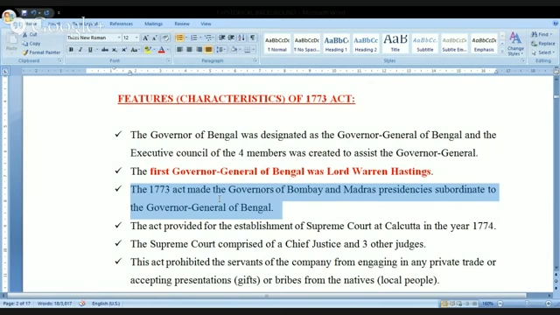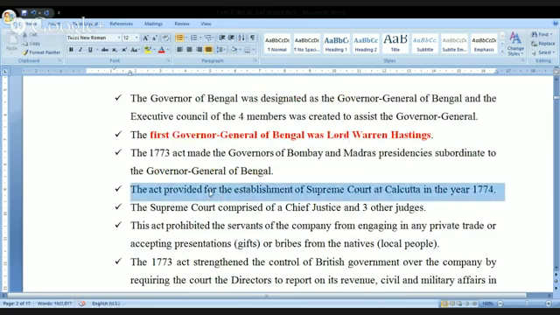Very, very important. In fact, they were called governors before that. But the Governor of Bengal designation was changed to Governor General of Bengal. And he was made superior to other governors like Bombay and Madras presidencies. Am I clear? Next, I'm moving further. This act provided for the establishment of the Supreme Court in Calcutta in the year 1774. First time, we are coming across this word Supreme Court here, and that was established through the 1773 Regulating Act. But kindly remember, this particular court was not as powerful as today's Supreme Court. Its jurisdiction was very much limited.